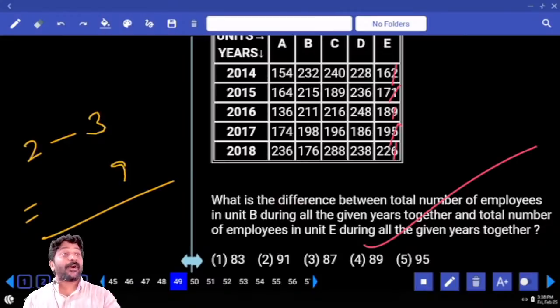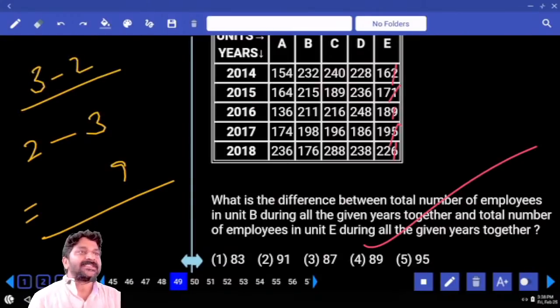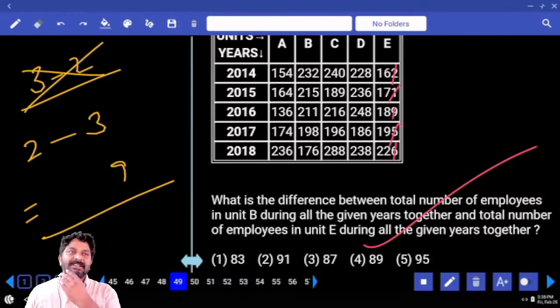See, if you don't follow the order, you'll get the wrong answer. Make sure that you take the largest number minus the smallest number only. If you take it vice versa, then you get 3 minus 2. Then in that case, the answer ends with something else. So when you want to identify the answer, especially in the case of difference, by using the last digit, make sure it is always largest minus smallest only.